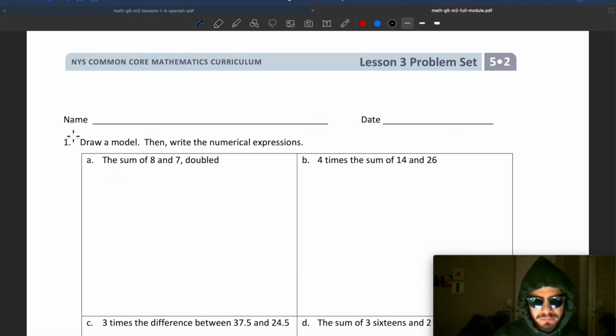For example, in number 1, it says draw a model, which is going to be our tape diagram. Then write the numerical expression. Okay, so for A, it says the sum of 8 and 7 doubled.